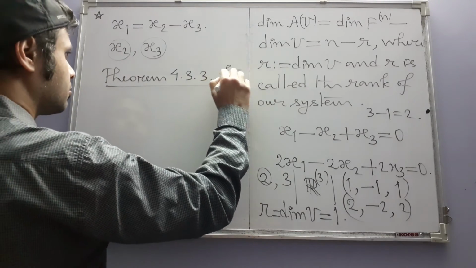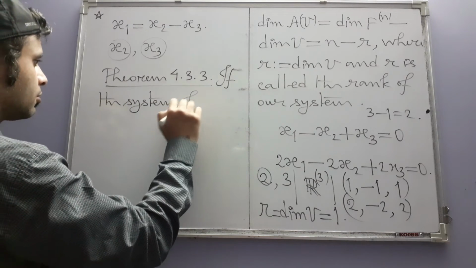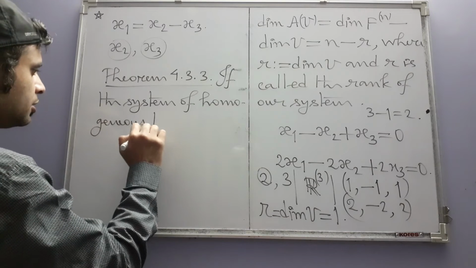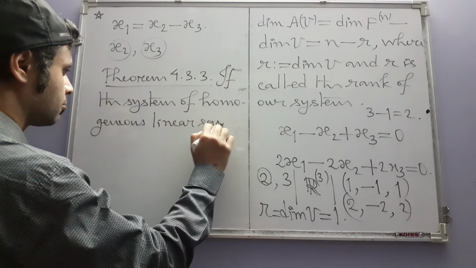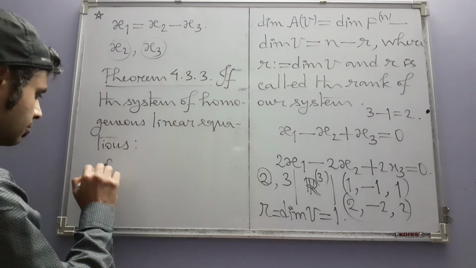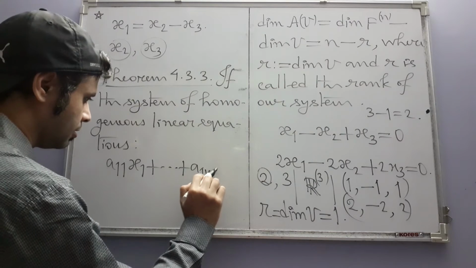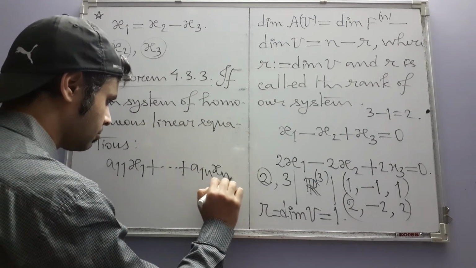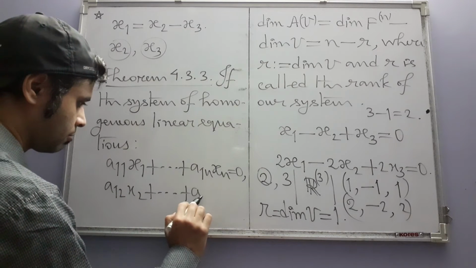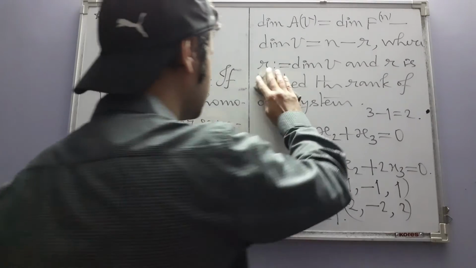If the system of homogeneous linear equations, which of course is what we have already seen, a11 x1 plus ... a1n xn equal to 0, and there are possibly others, and there is a last one.